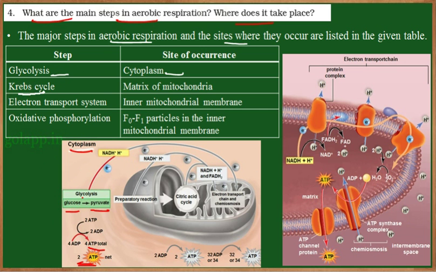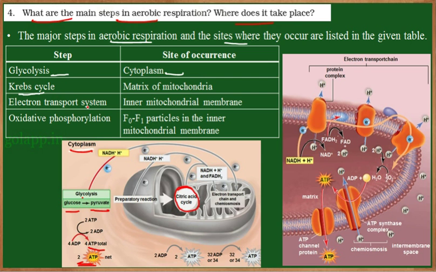Next one is Krebs cycle. Krebs cycle occurs in the mitochondrial matrix. Here we can see this is the citric acid cycle, also called the Krebs cycle. This occurs in a cell organelle called mitochondria. So in the matrix of mitochondria it takes place.